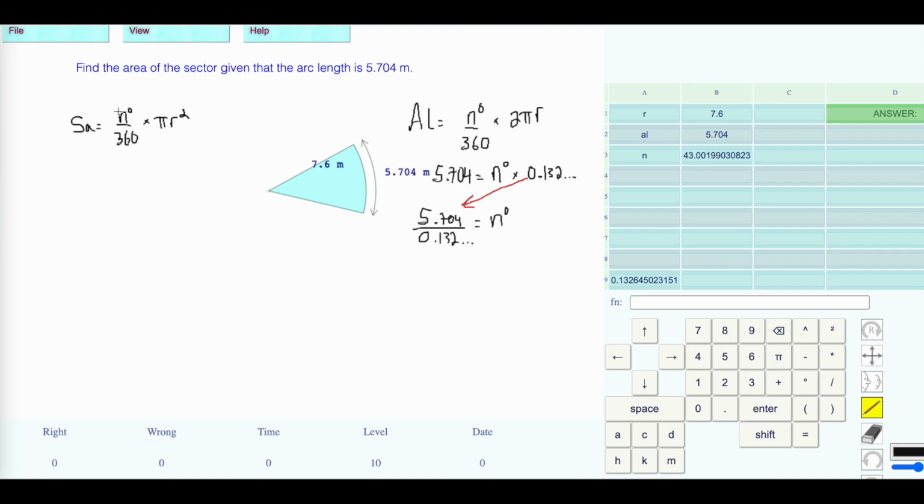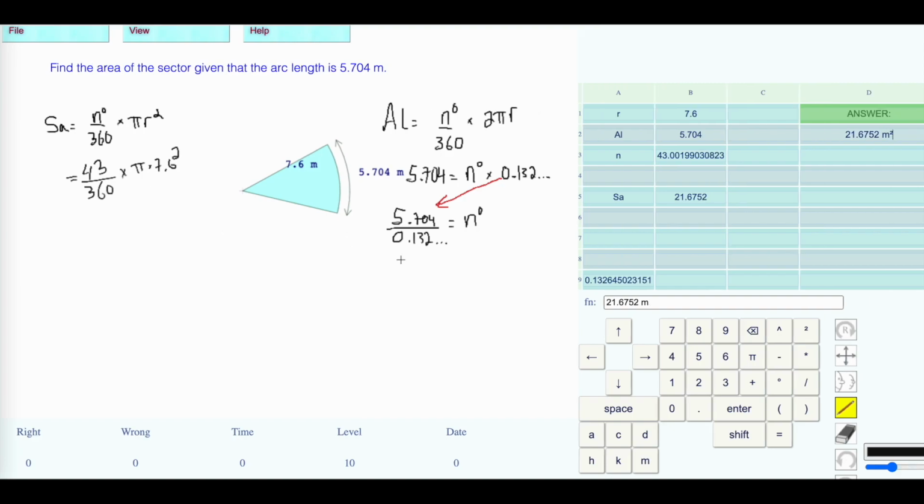The sector area is our n degrees, it's our 43, divided by the 360 times pi times our r squared, which is 7.6 squared. The sector area is the 43 degrees divided by 360 times pi times 7.6 squared is 21.6572. That is my answer. The units are meters squared because it's area.